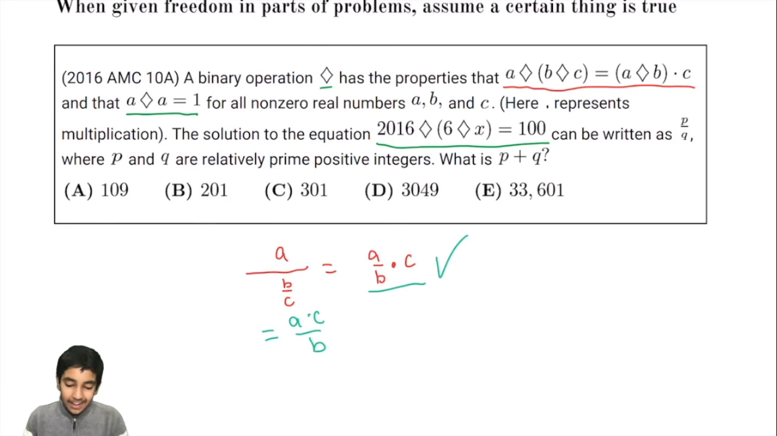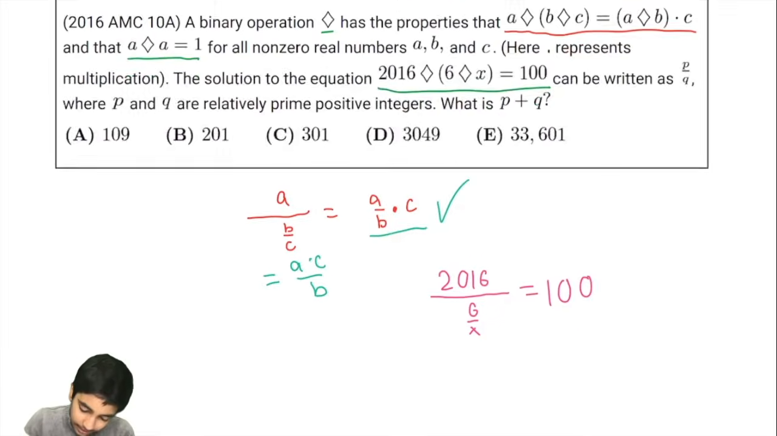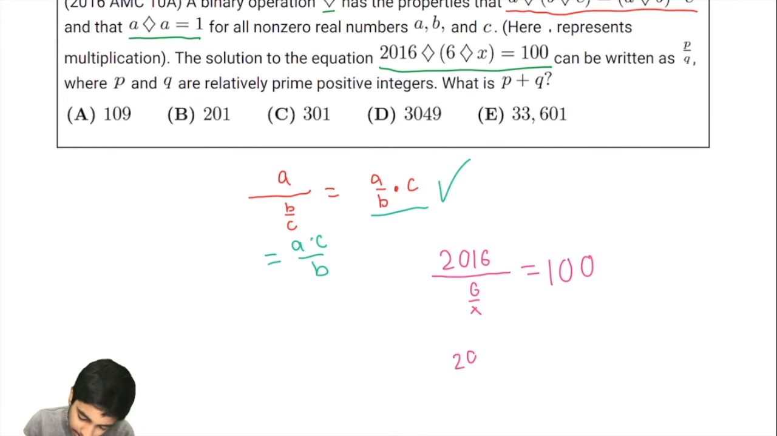So you can see that if diamond is division, then we're done. So we can assume that diamond is just division. So we can just say, okay, this is going to be 2016 divided by 6 over x equals 100. And then we can easily solve that: 2016 over 100 equal to 6 over x.